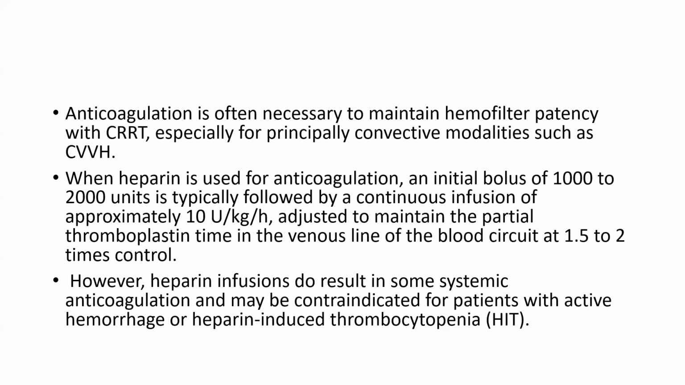Anticoagulation is often necessary to maintain hemofilter patency with CRRT, especially for principally convective modalities such as CVVH. When heparin is used for anticoagulation, an initial bolus of 1000 to 2000 units is typically followed by continuous infusion of approximately 10 units per kg per hour, adjusted to maintain the partial thromboplastin time in the venous line of the blood circuit at 1.5 to 2 times control. The heparin infusion does result in some systemic anticoagulation and may be contraindicated for patients with active hemorrhage and heparin-induced thrombocytopenia.